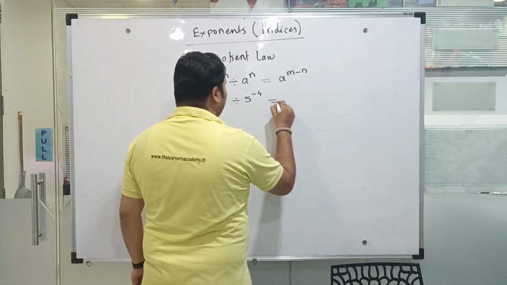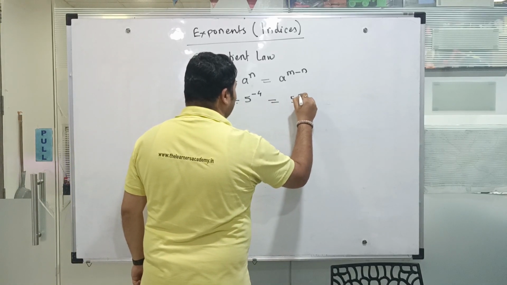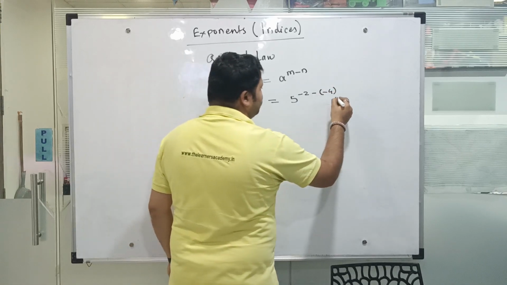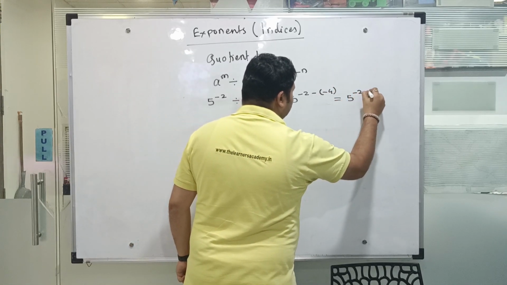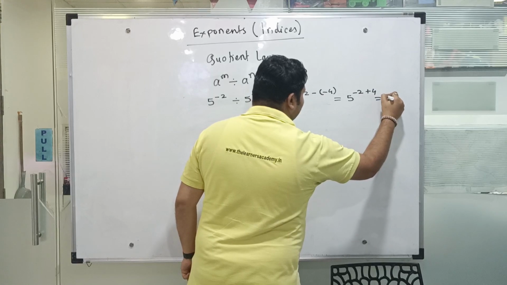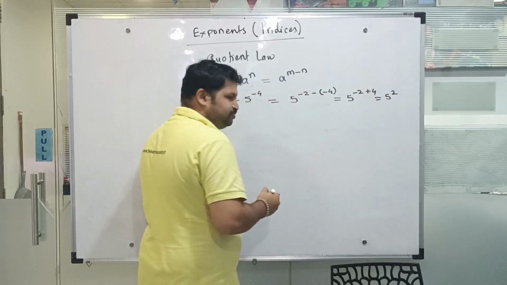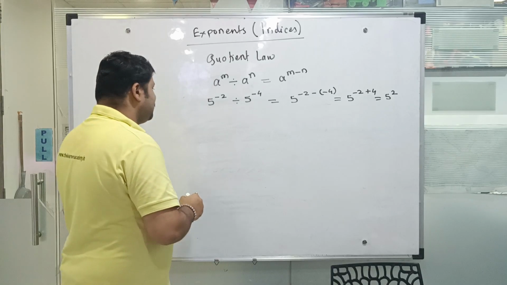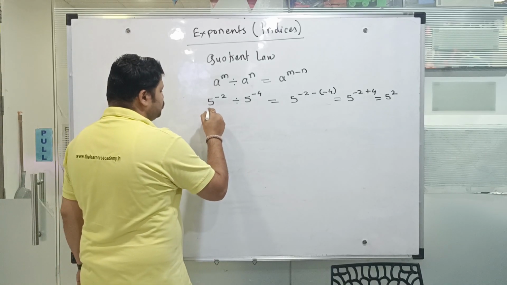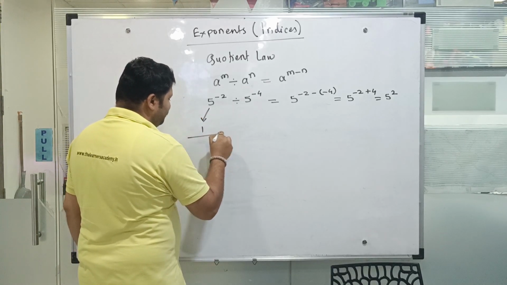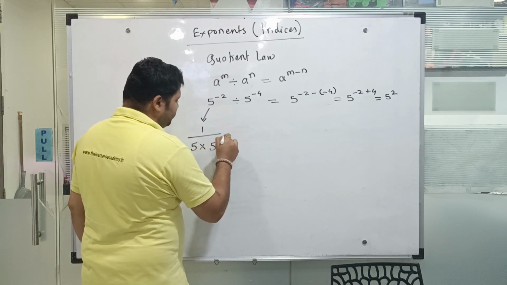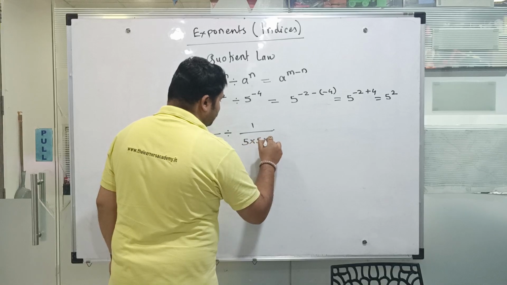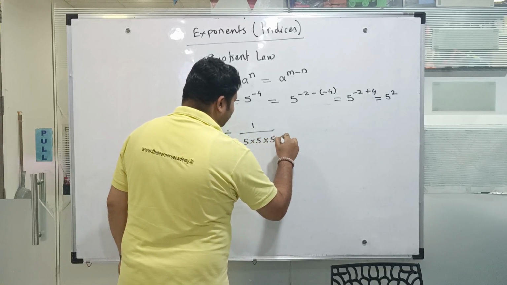Now let's see what happens. So by formula it tells me it should be 5 to the power of minus 2 minus minus 4. So that would be 5 to the power of minus 2 plus 4. So that is 5 to the power of 2, which would be our final answer. Now let's elaborate it and see what we get. So this would be 1 upon 5 multiplied by 5 divided by 1 upon 5 multiplied by 5 multiplied by 5 multiplied by 5.